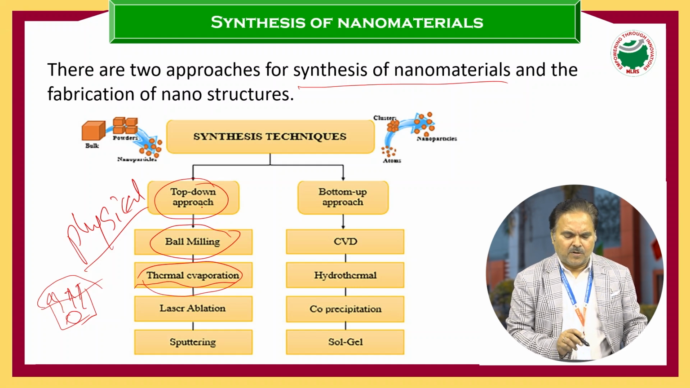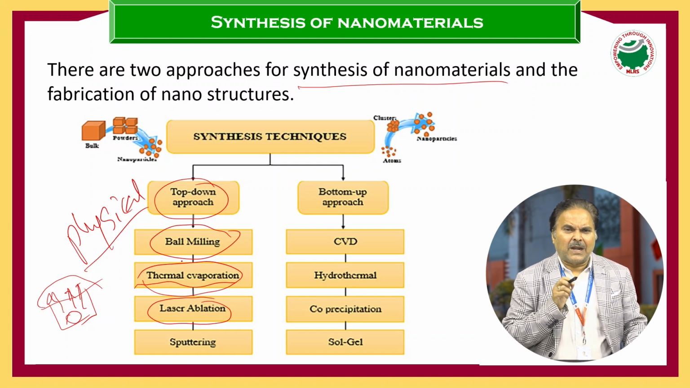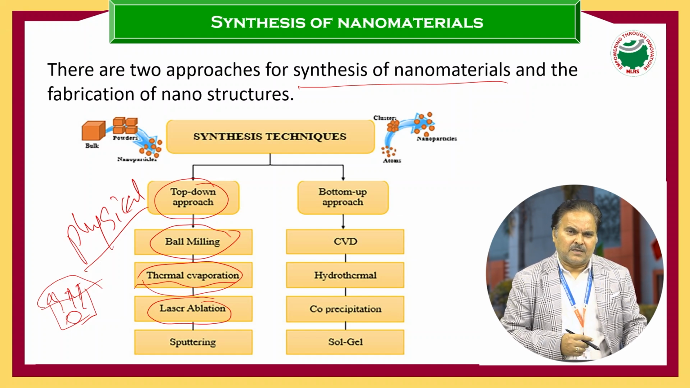So the top down approaches are ball milling, thermal evaporation and laser ablation. Laser ablation is also one type of evaporation, but instead of heat they use light, and the material will be evaporated. That means the fumes will be evaporated from that bulk material, then they will be coated in some lower intensity or lower temperature area, and then you can take out those nanoparticles. That is also called laser ablation.